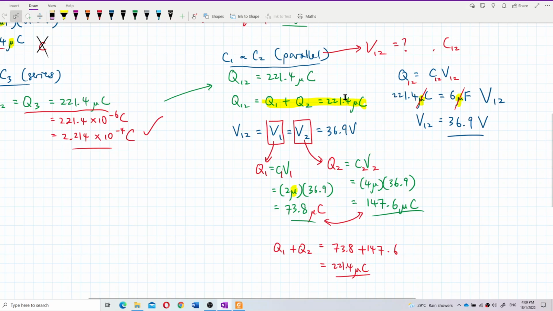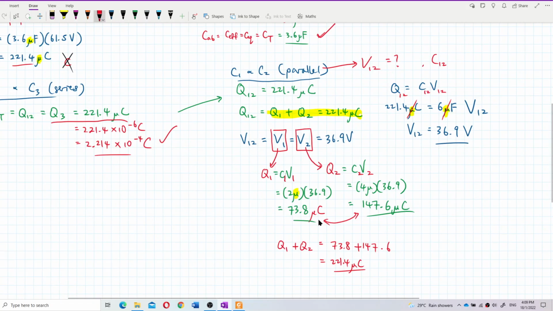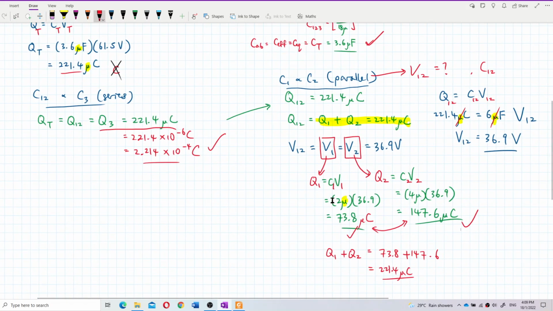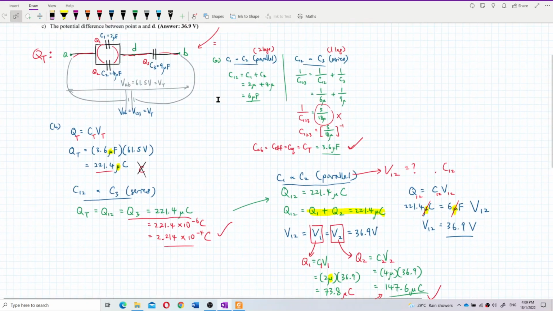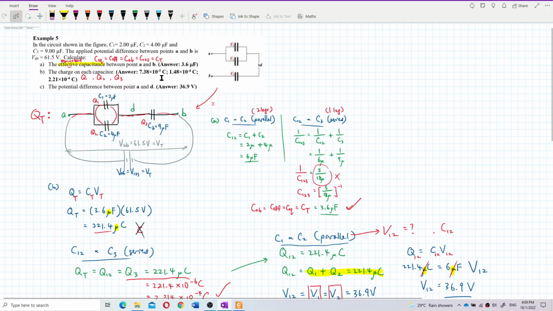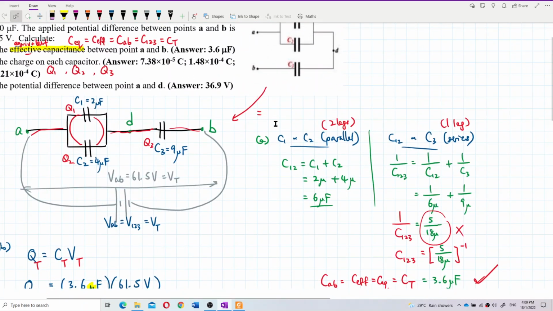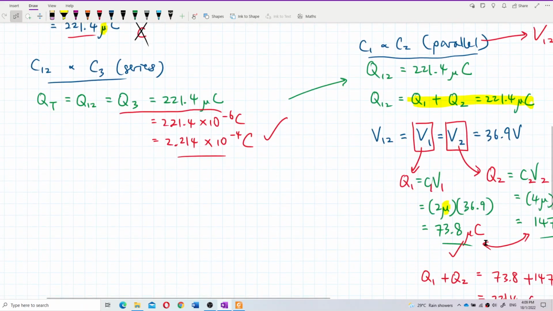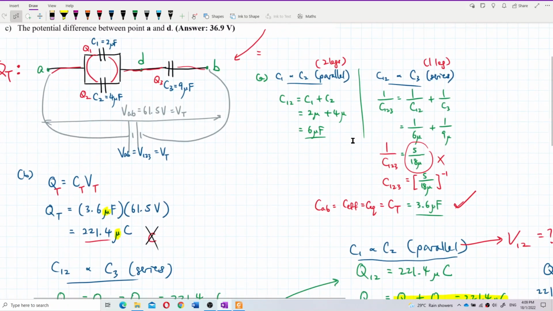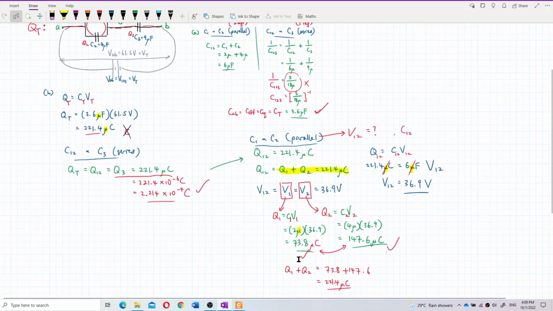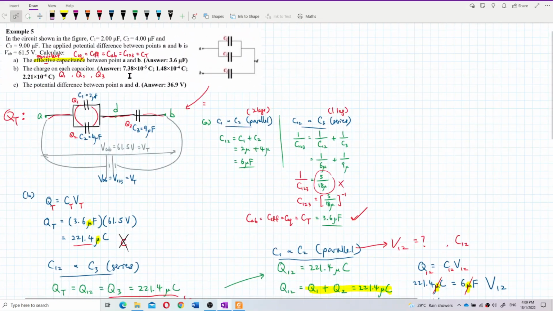You get back this value. That's the wonder of it. You get back the 221.4 microcoulomb. So that means your answer should be correct. So am I correct? Q1 is 73.8. Because this one changed to coulomb already, my one is still microcoulomb, and this one is in coulomb. Never mind, my answer is still correct. 73.8, yes, correct.